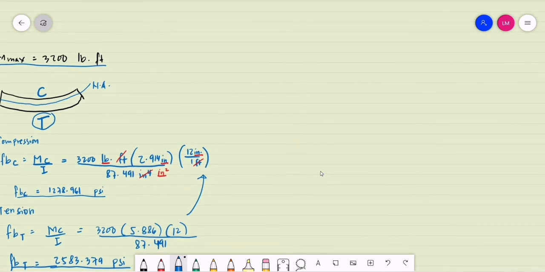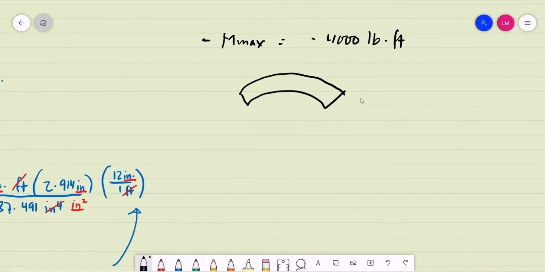Then we are now to consider the maximum negative moment. The maximum negative moment, Mmax, is equal to negative 4,000 pounds-foot. We are now to consider the behavior of a beam under a negative moment. For a negative moment, the beam will be bent upwards. So considering all fibers above our neutral axis this time, they will be under tension. All fibers below the neutral axis will be under compression.